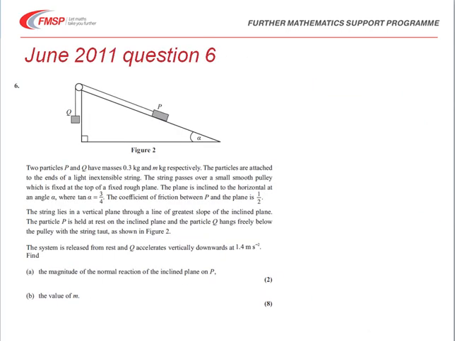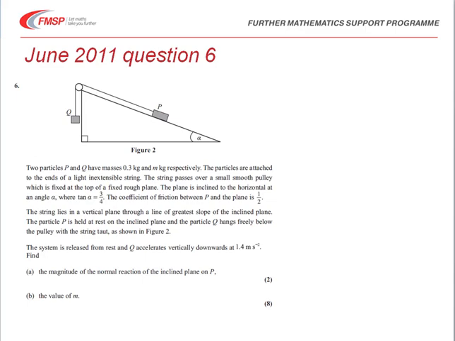The final question comes from June 2011 paper, this time again connected particles over a pulley but including an inclined plane. So looking through the question, we're told that the masses are 0.3 and m, so we need to calculate the value of m for one of these particles. The particles are attached to ends of a light inextensible string over a smooth pulley. We're told that the plane is rough and that the angle is alpha.